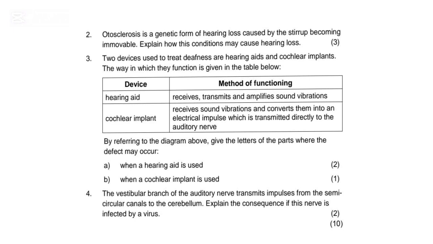The vestibular branch of the auditory nerve transmits impulses from the semicircular canals to the cerebellum. Explain the consequence if this nerve is infected by a virus. If the nerve is infected by a virus, this means that the impulse will not be transmitted to the cerebellum to be interpreted.